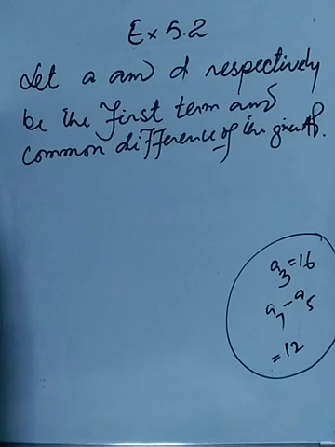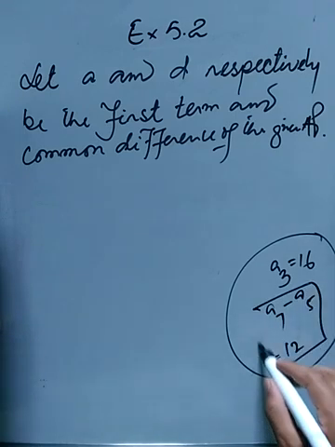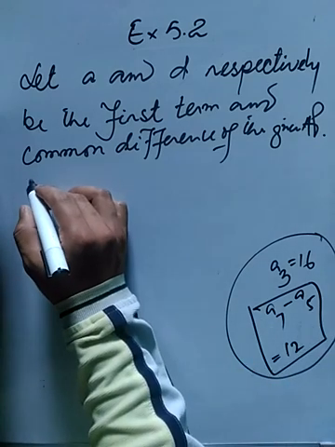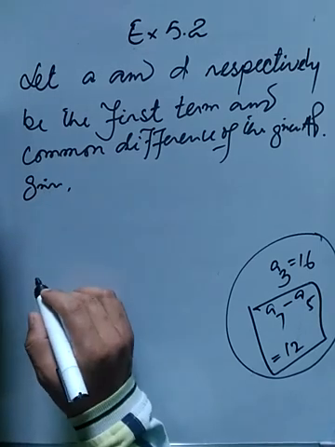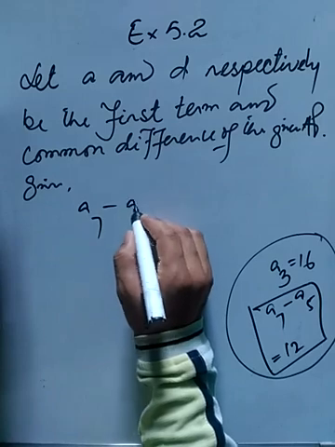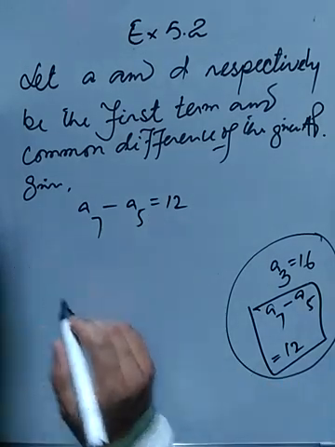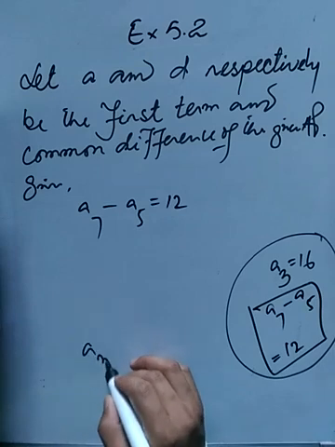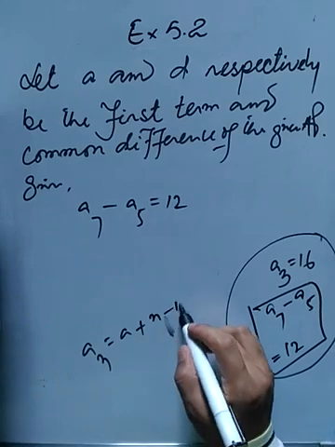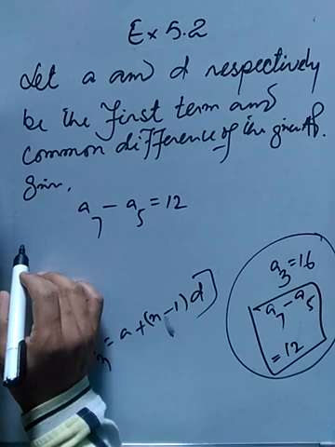Okay, so please look at the second given. The seventh term exceeds the fifth term by 12. So we have A7 minus A5 is 12. What we know is the nth term an is a plus (n minus 1) whole d. This formula we have to apply here.